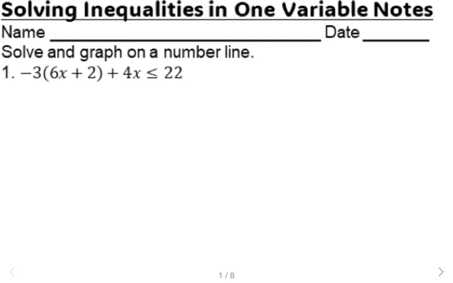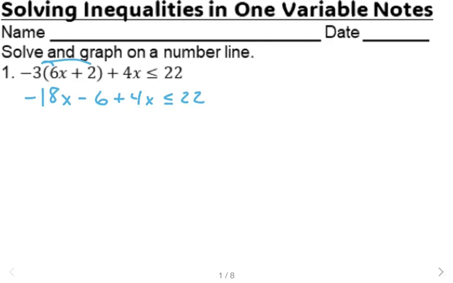All right, mathematicians, we're going to solve inequalities with just one variable. So here we've got kind of a complex inequality, but we can get rid of the parentheses by distributing the negative 3. So negative 3 times 6x will be negative 18x. Negative 3 times 2 is negative 6. Now we'll see some like terms that we can combine on that left side of the inequality.